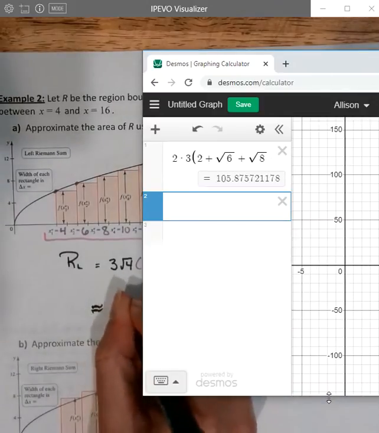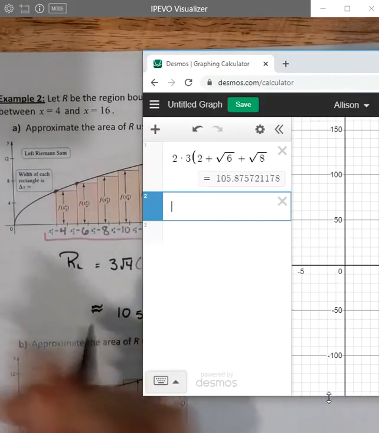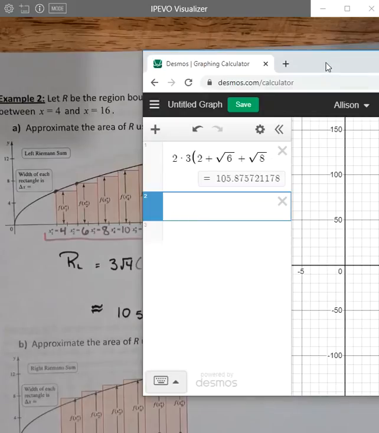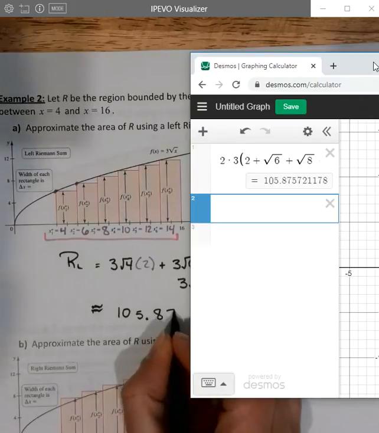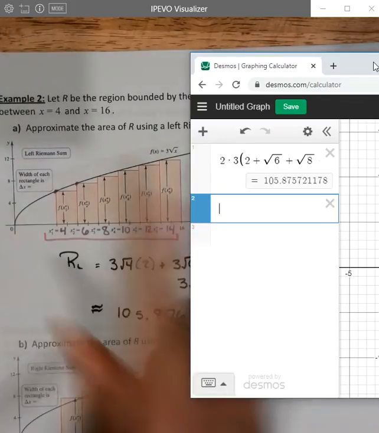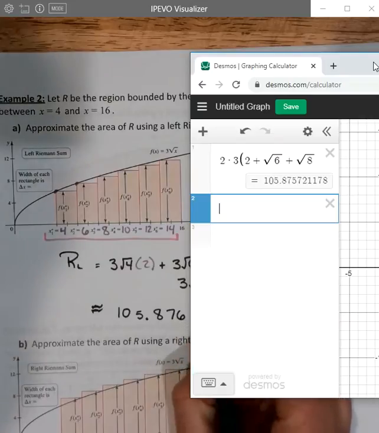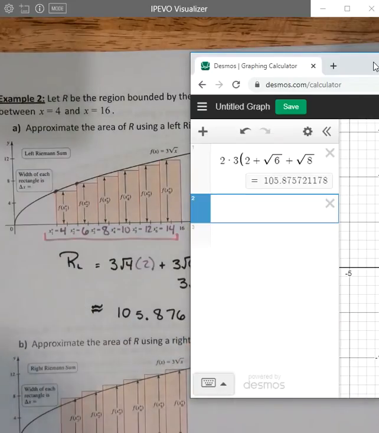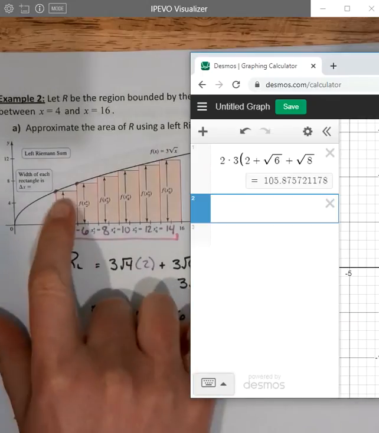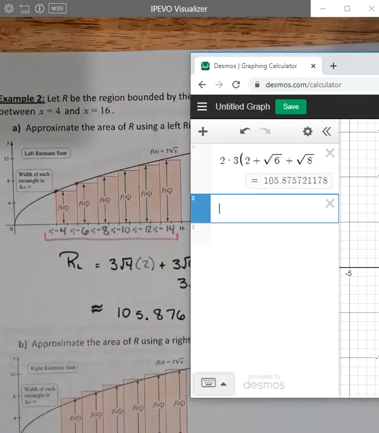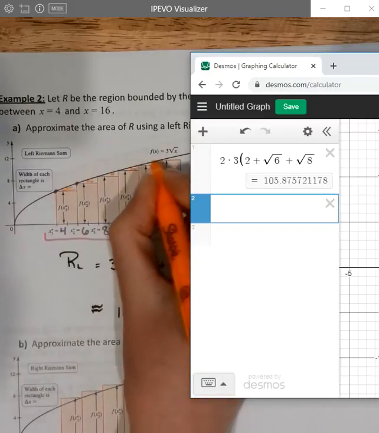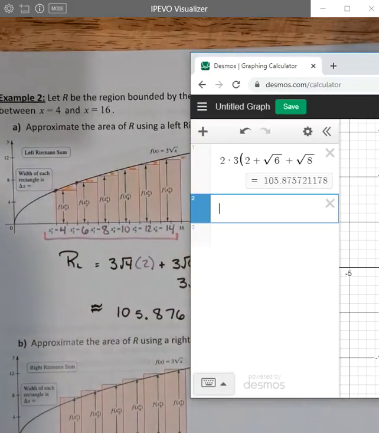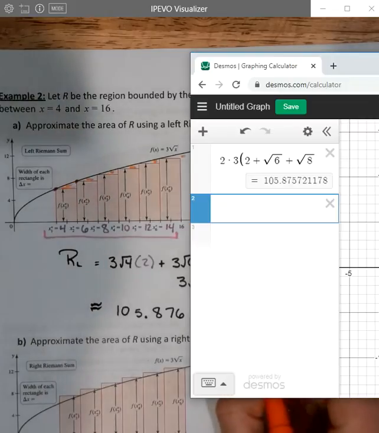an estimate of 105.876. I don't have units on here, so whatever the units are, units squared, since it's an area measurement. Okay, now a couple of things I know about this one before I even get to the next one is that this area was all underneath the curve, and so I have a lot of error up here that I didn't get. So I know that this estimate is an underestimate. It's too small.